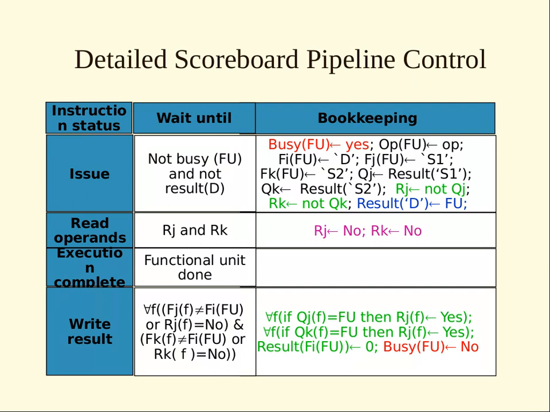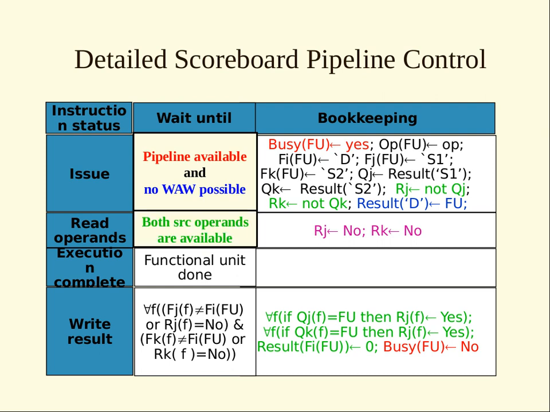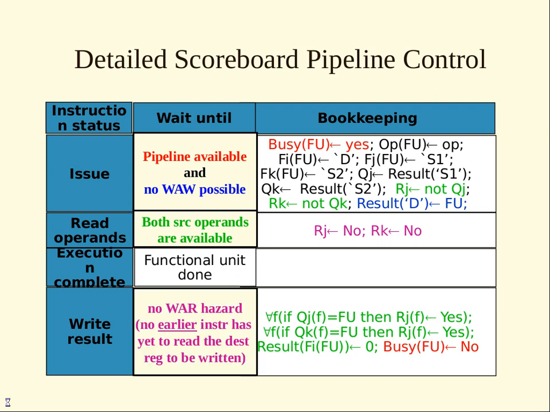So what's on the right is the precise explanation of the bookkeeping. What's on the left, or in this column right here, is essentially how we're going to think about it. So we're going to go into an example. Issue: if the pipeline is available and there's no write after write possible, that is how long you wait on issue. Read operations: you're just making sure that, hey look, you can actually read them both. And then write result: just make sure there are no WAR hazards, that no earlier instruction has yet to read the destination register.